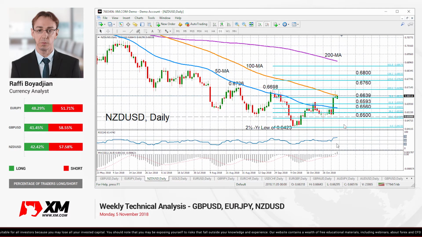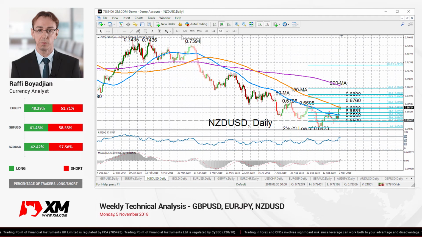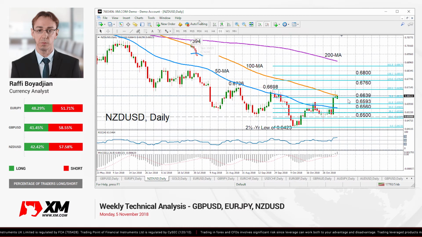It is looking quite bullish at the moment in the short term, at least for the pair. RSI is slowly climbing, hasn't reached overbought levels, so there is scope for additional gains there, and we can see the MACD has turned positive for the first time since all the way back in April, so possibly that could be a signal of an end to the long bearish phase for Kiwi dollar, which has been in place since the spring.